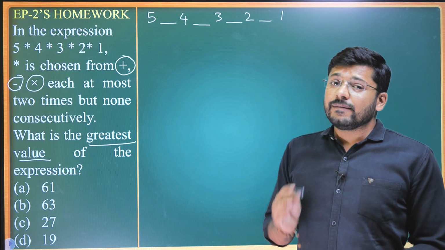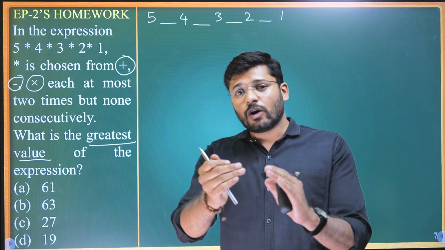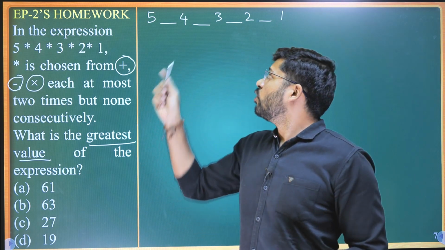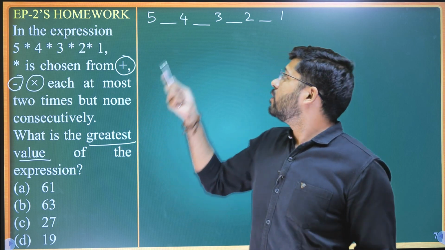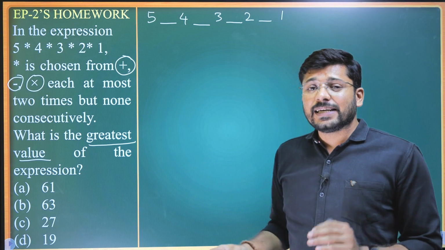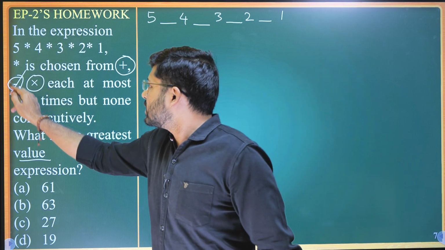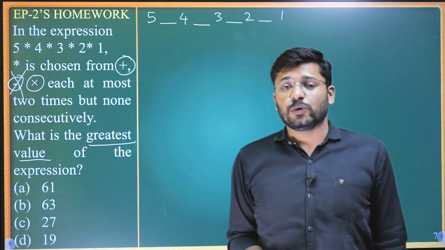So we shall not use this minus at all. Why? Because minus will always decrease the value of the expression. 5 minus 4, that will give you 1. 4 minus 3, that will give you 1. 2 minus 1, that will give you 1. So anything minus anything will always lessen the value of the expression. So we will not use this minus at all. We shall use only plus and intos.